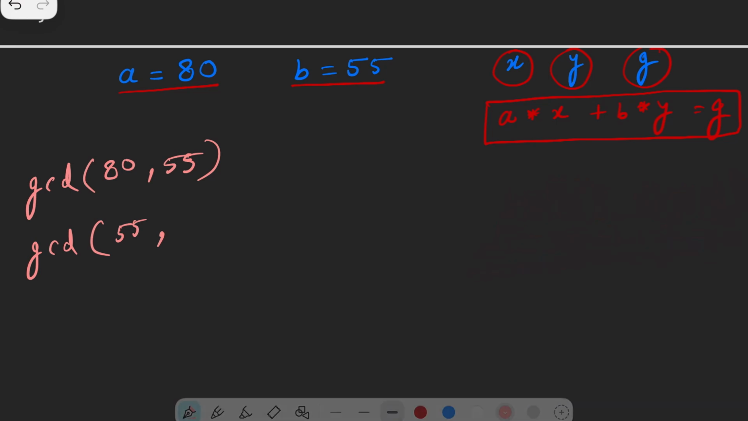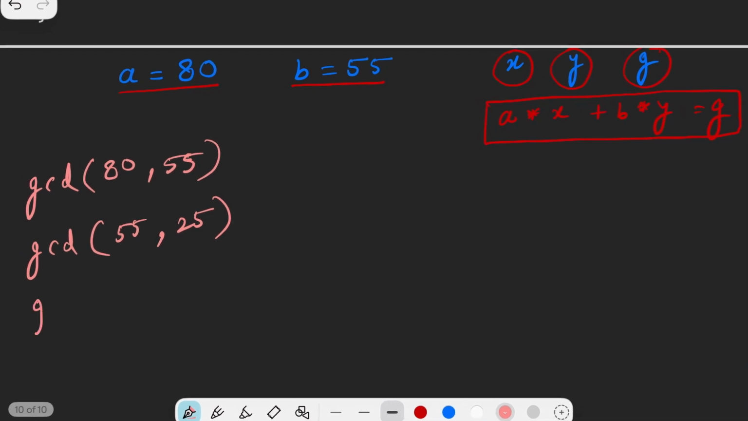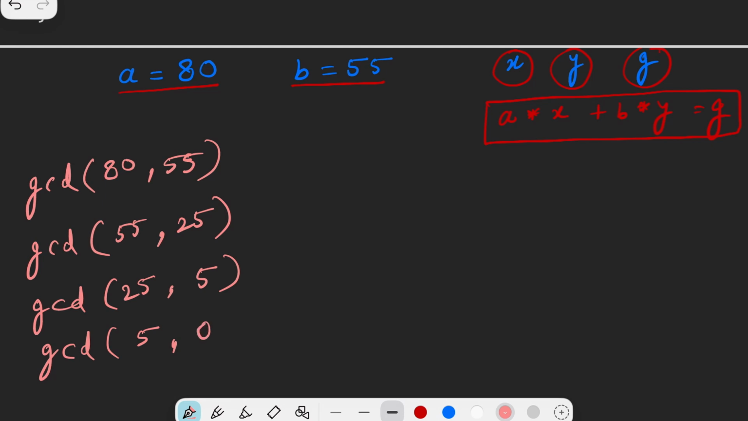Now a mod b here will be 25. Again the value of b is not equal to 0. Then we'll again call GCD, which is b comma a mod b. 55 mod 25 is going to be 5. Again b is not equal to 0, so we'll again call GCD b comma a mod b. 25 mod 5 is going to be 0.